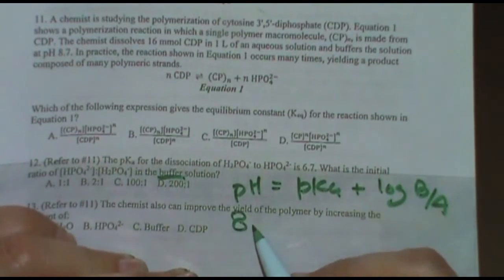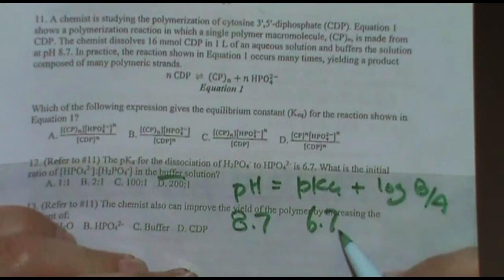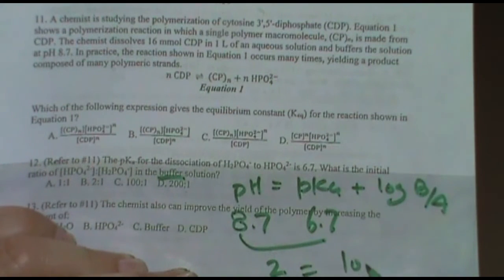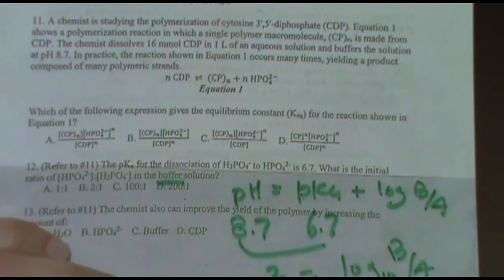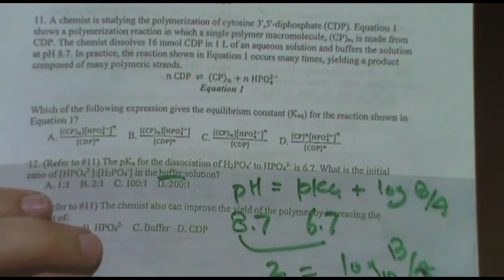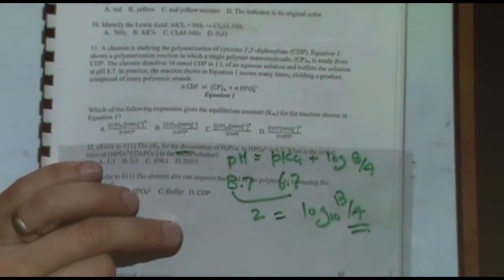Okay, the pH is 8.7. This is 6.7. So that's a difference of 2. So 2 equals the log of the base over the acid. If you take this, you're going to get 100 to 1 for this ratio. Is that okay? Oh, I can zoom out. This ratio will be 100 to 1. Is that okay? Okay. You were number 3, 4? Yes?